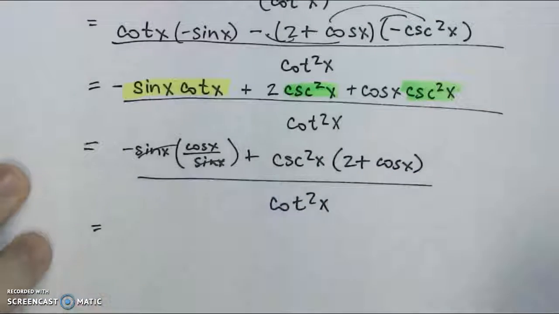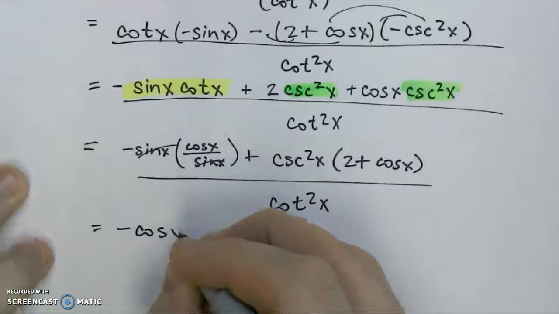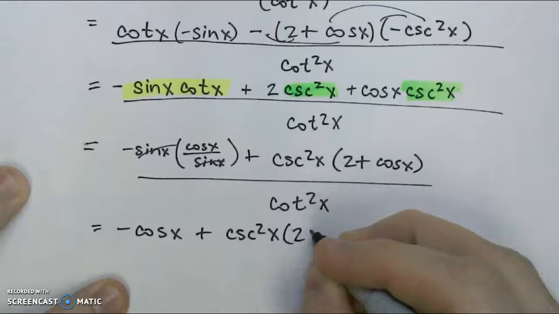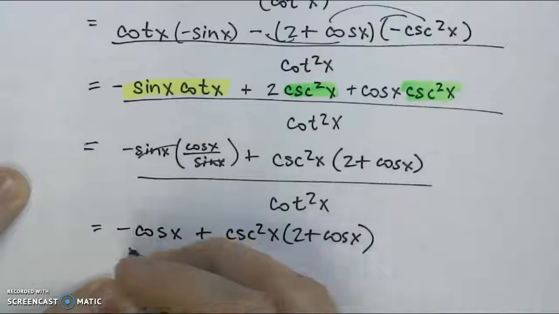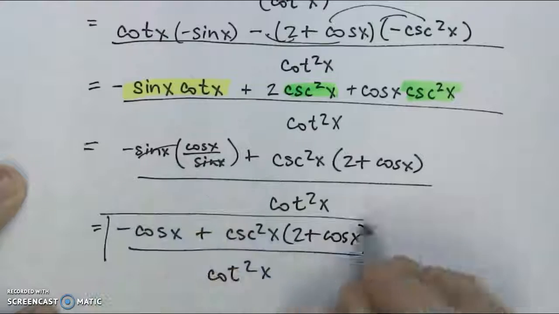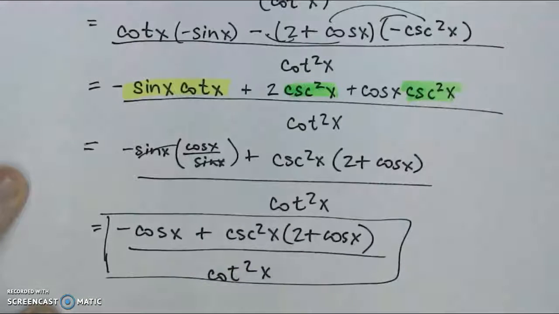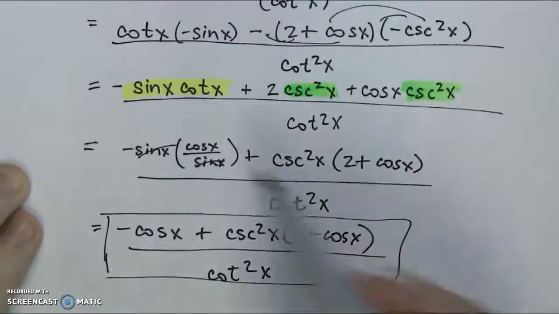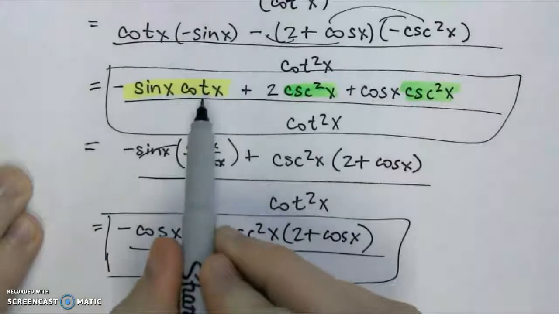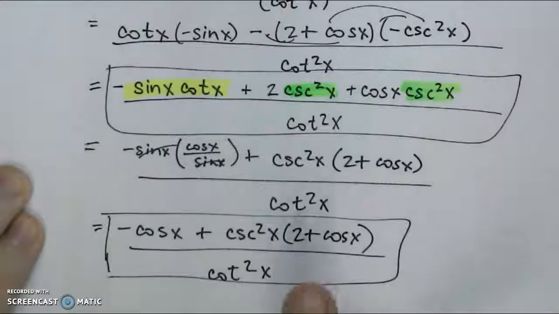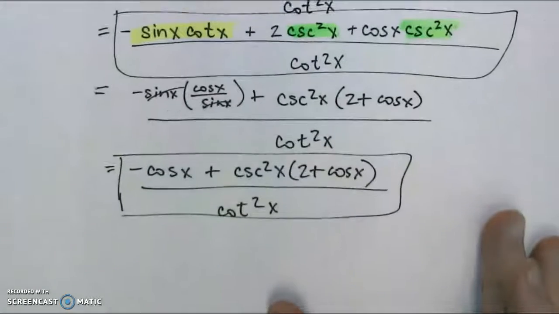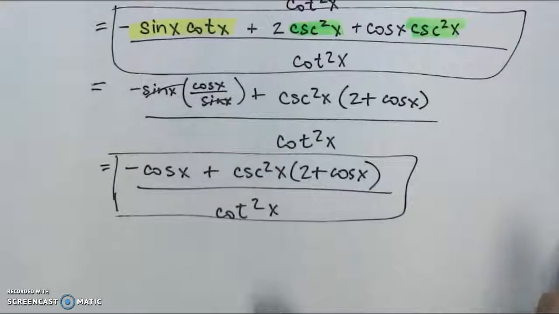So that leaves me with negative cosine x plus cosecant squared x times 2 plus cosine x over cotangent squared x. Now, this is simplified. We also could have said this is the answer, but it's not fully simplified because of that yellow part right there. I would say this is fully simplified. However, we can make this look even easier if we wanted to.